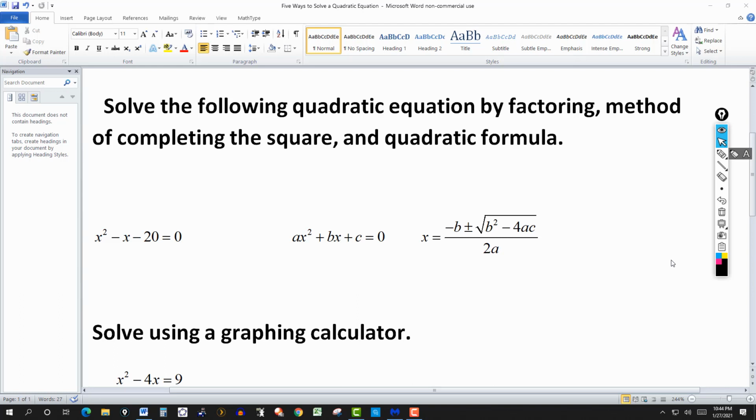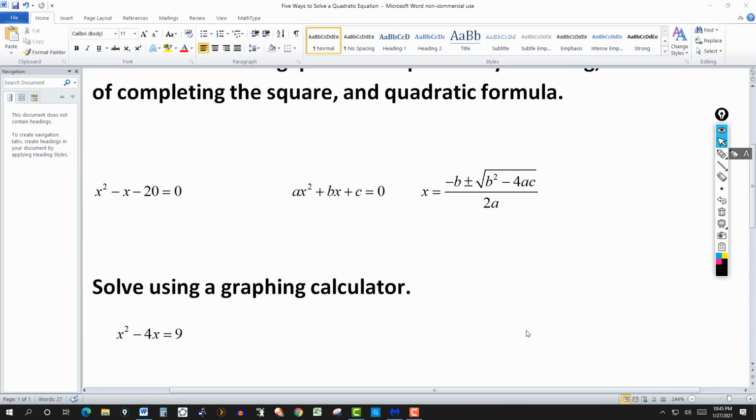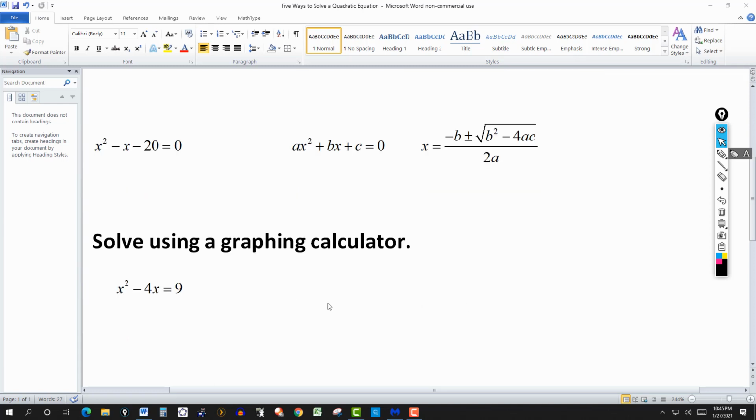Okay, so we're going to solve a different problem, one that doesn't factor, at least not like the first one did. And we're going to solve it first using the standard calculator and give an approximate answer to it. And we'll need to rewrite it in the appropriate form, so we'll need one side to be 0, x squared minus 4x minus 9 will equal 0, and that's going to be my f of x.